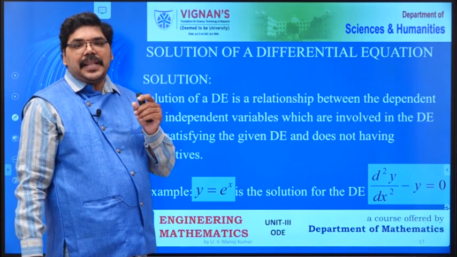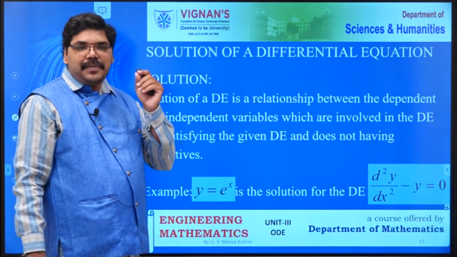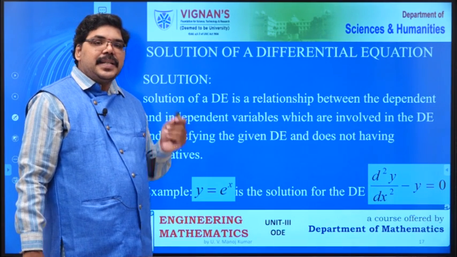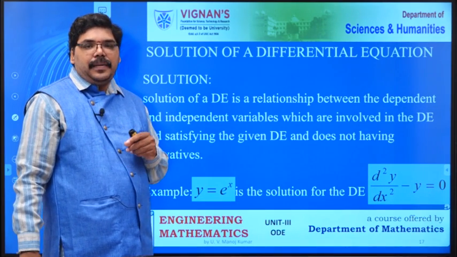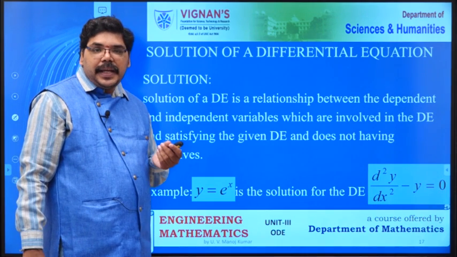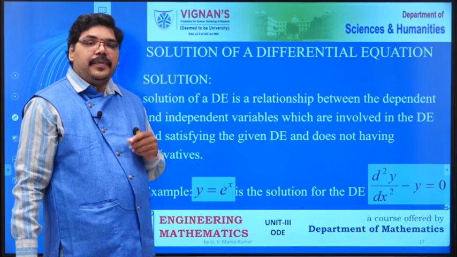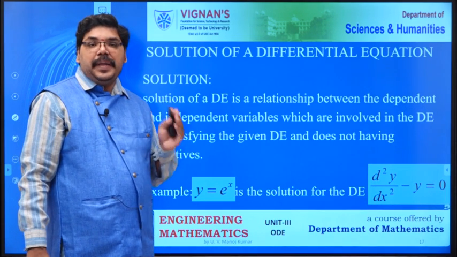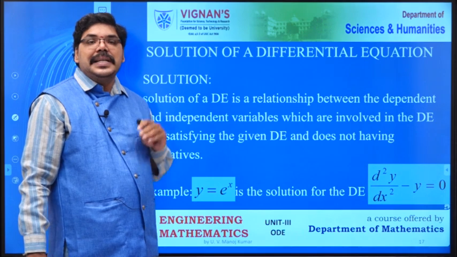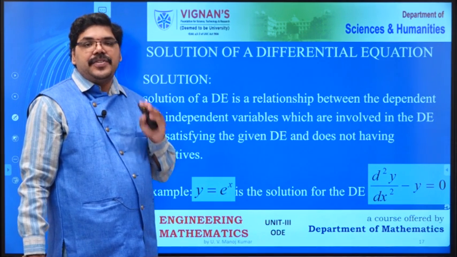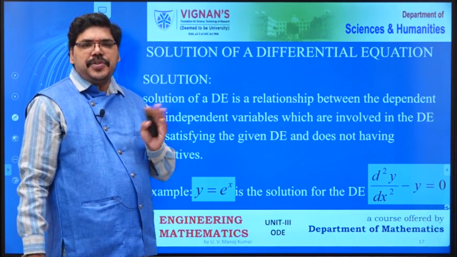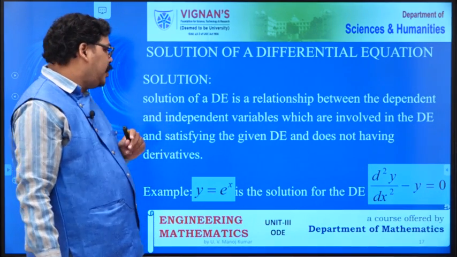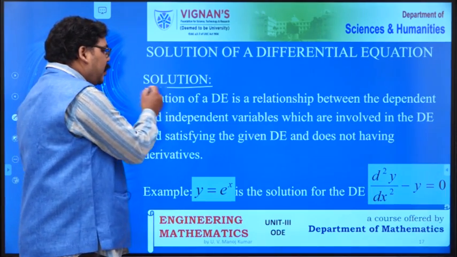A solution should satisfy the given differential equation, that is the primary condition. A solution should be a relation between x and y. What are x and y? Dependent and independent variables. So a solution should be a relation between dependent and independent variables that satisfies the given differential equation. And also it should not involve derivatives. So that is the definition of solution.